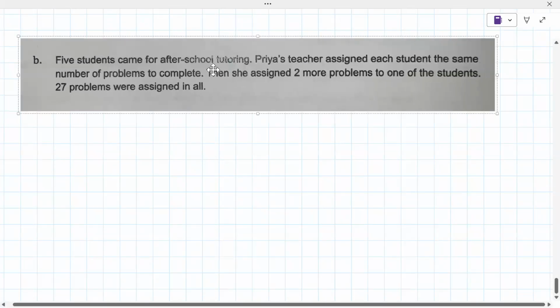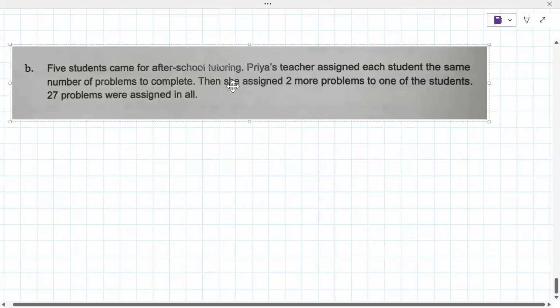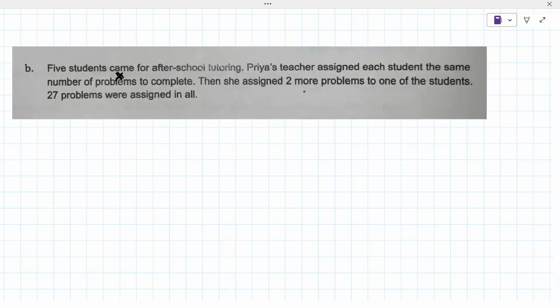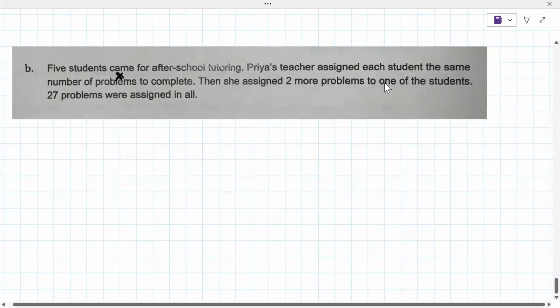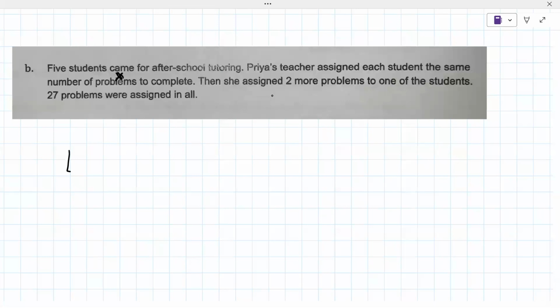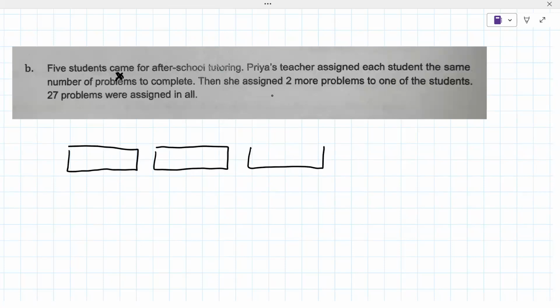All right. 5 students came for after school tutoring. So it sounds really similar. This teacher assigned each student the same number of problems to complete. So we'll call that X. Then she assigned 2 more problems to one of the students. So does every student get 2 more in this example? No. How many students get 2 more problems? 1. That's right. So here are the 5 students. Make the tape diagram again.